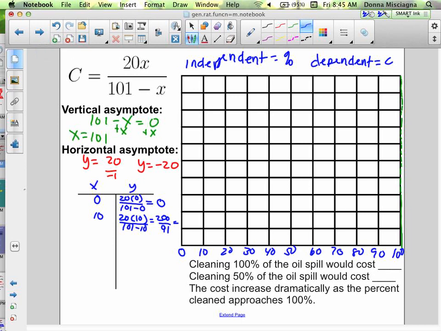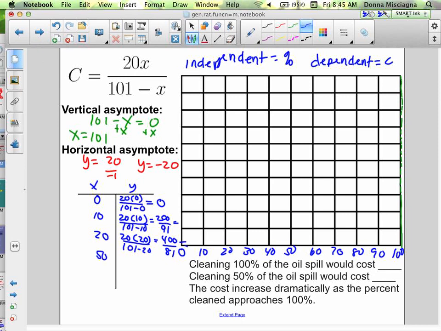And then let's do a little bit more. Let's do 20%. Actually, let's do 25%. Let's stick to 20%. I was thinking maybe we'll do a quarter of the job, but yeah, we'll stick to 20%. So we have 20 times 20 over 101 minus 20. That's going to be 400 divided by 81. Somebody takes care of dividing that for me.